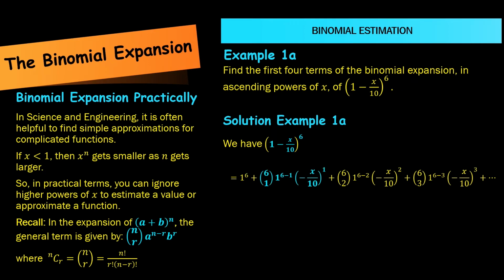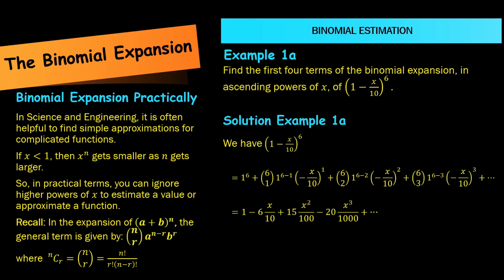In this term, we have again a is equal to 1, b is equal to minus x over 10, n is equal to 6, and r this time is equal to 1. This time a, b and n are the same as previously, and r is equal to 2. And here again a, b and n stay the same, and r is equal to 3.